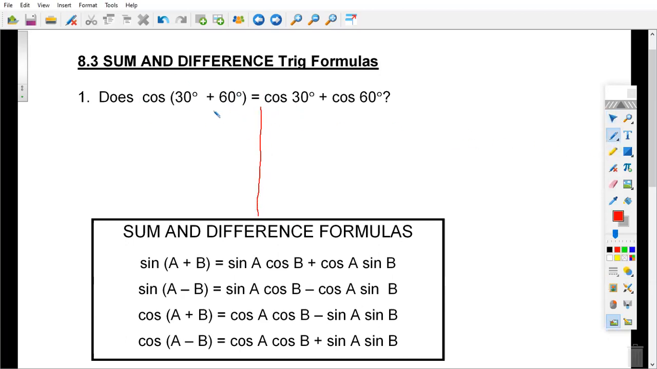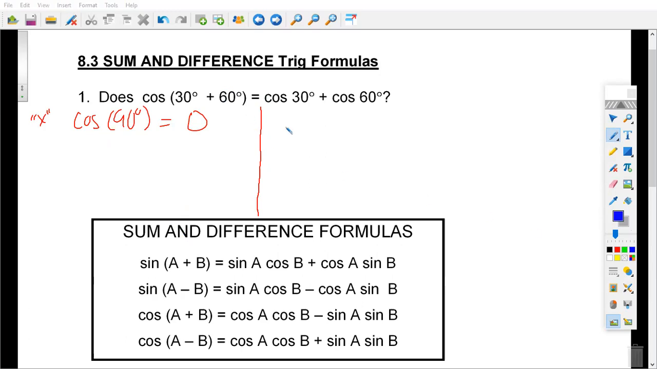We can easily disprove this by using our knowledge of the unit circle. Starting on the left side, we have 30 plus 60. What is 30 plus 60? 90. So that gives us cosine of 90 degrees. Cosine of 90 degrees means we should think of what the x-coordinate is at 90. What is the x-coordinate at 90? 0. So that's the solution to the left-hand side, 0.